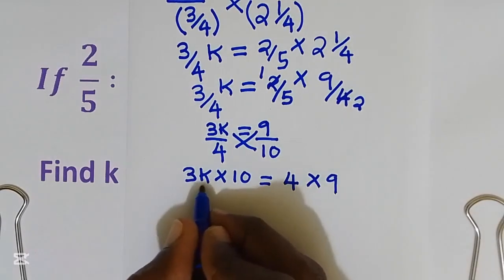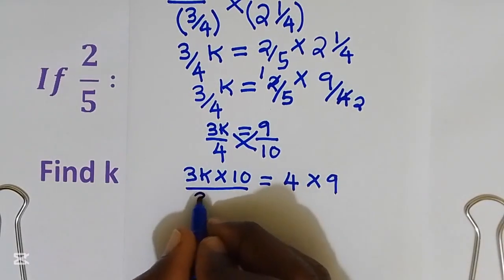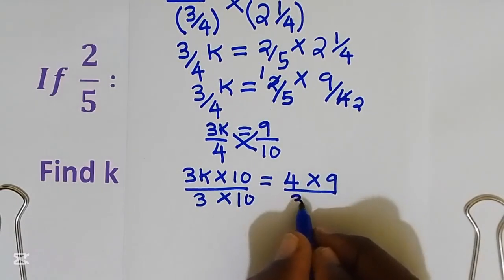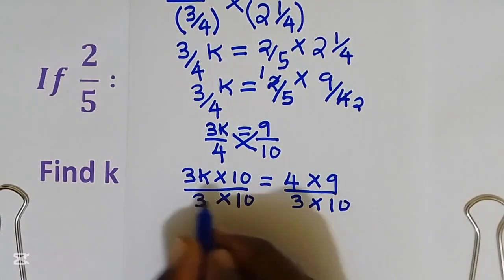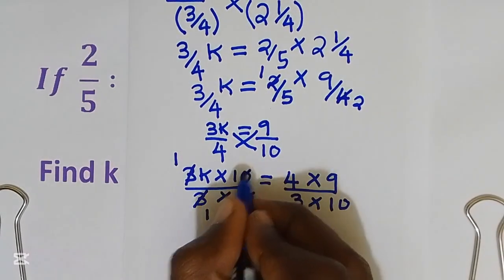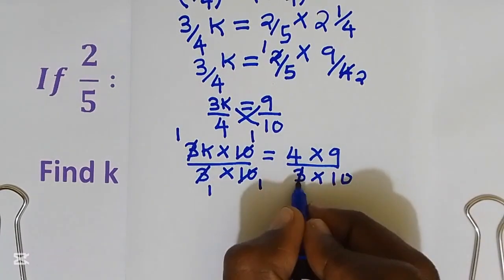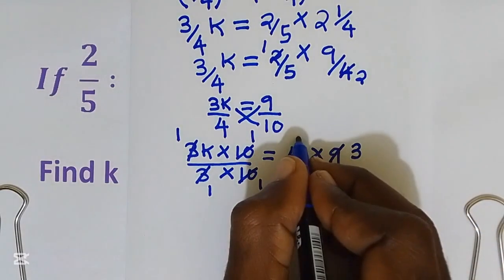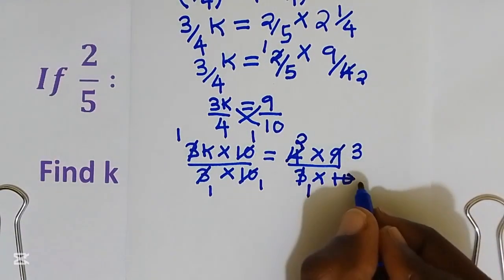I need to remain with k, so I'm going to divide by 3 multiplied by 10. And this side also I'm going to divide by 3 multiplied by 10. By 3, 1. By 3, 1. By 10, I get 1. By 10, 1. By 3, I get 1. By 3, I get 3. By 2, I'm going to get 2. By 2, I'll get 5.